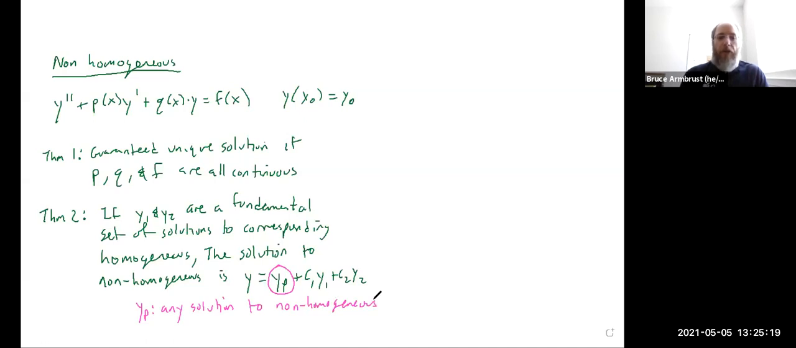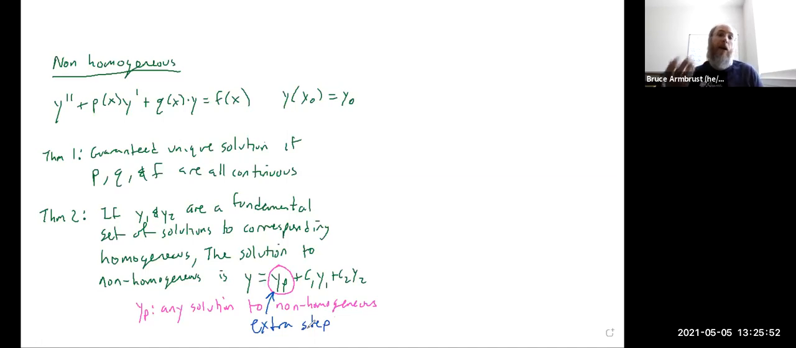All right, so all we have to do is find one, any one, and that will be the YP. And then we can just add it to the solution set for the homogeneous. So this is really the extra step. You think about what we have to do to solve the homogeneous. We still have to find the Y1 and the Y2. It's just, this is the extra step.